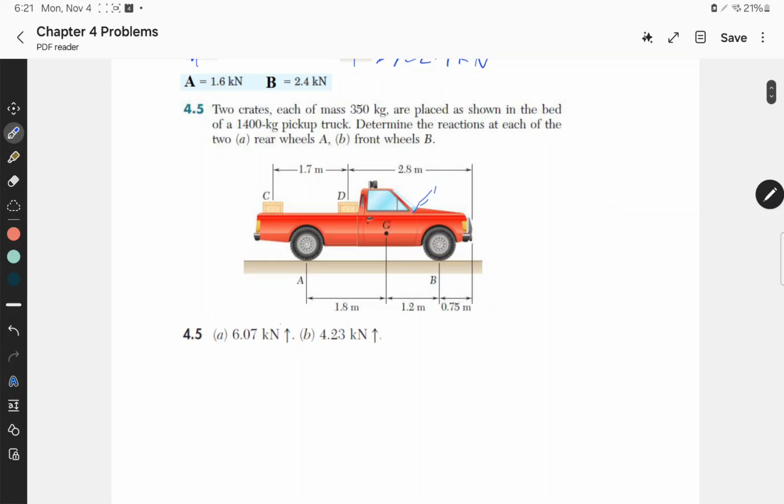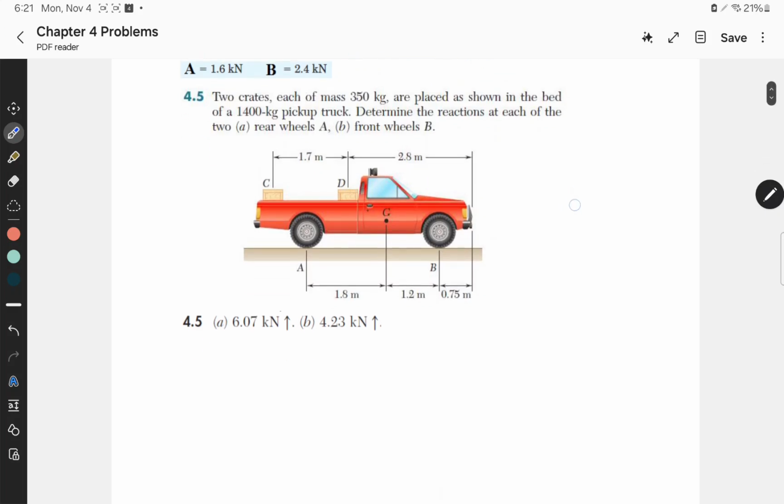Okay, this question: 2 crates each of mass 350 kilograms are placed as shown in the bed of a 1,400 kilogram pickup truck. Determine the reactions at each of the 2 rear wheels and the 2 front wheels. So in this case, let me see.